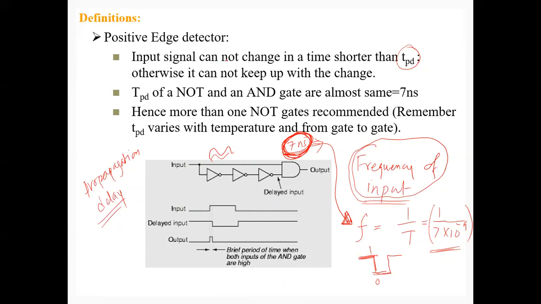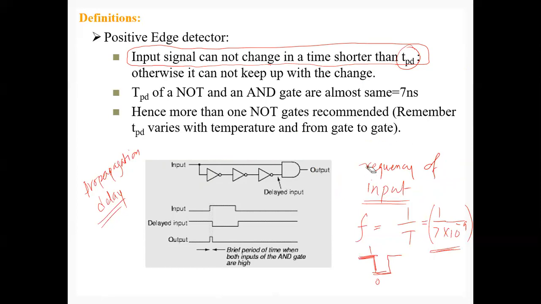In other words, the input signal cannot change in a time shorter than TPD. That defines your frequency. If you change quickly, then it cannot keep up with the change. If the change here is very quick, what happens to the output? The output cannot keep up with the change in input. So that's why the propagation delay time is very important.